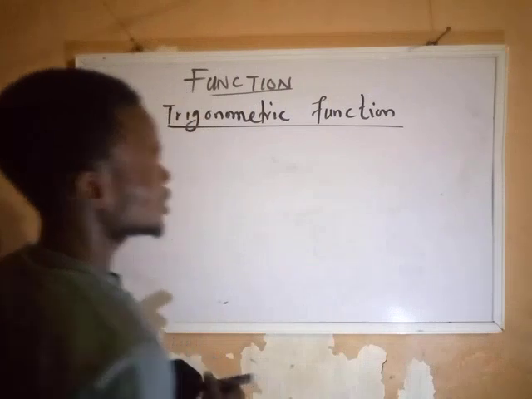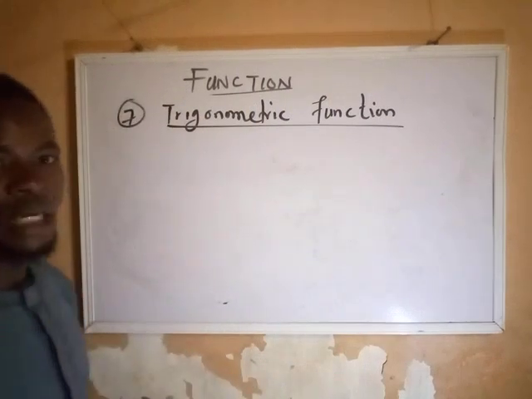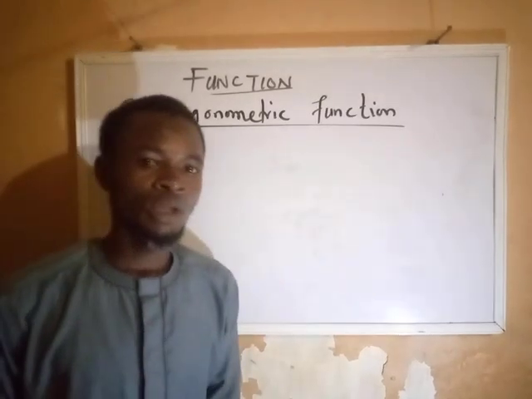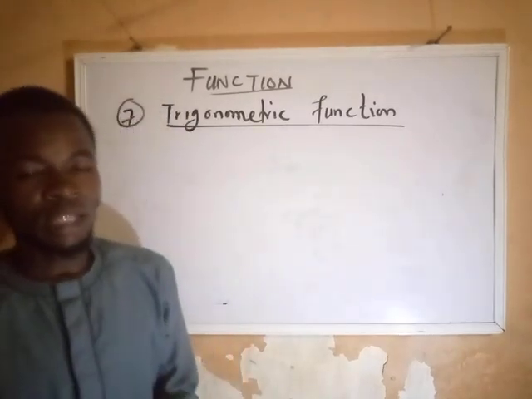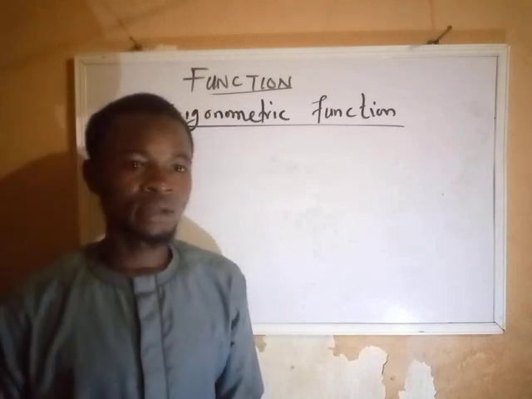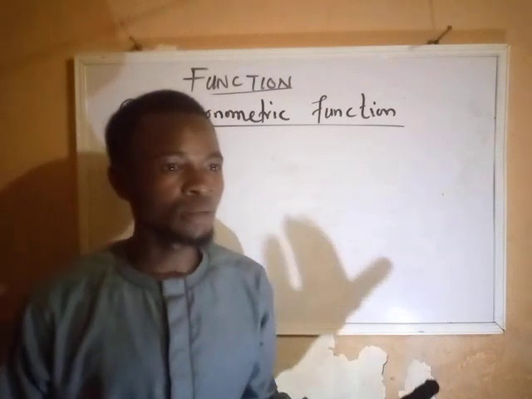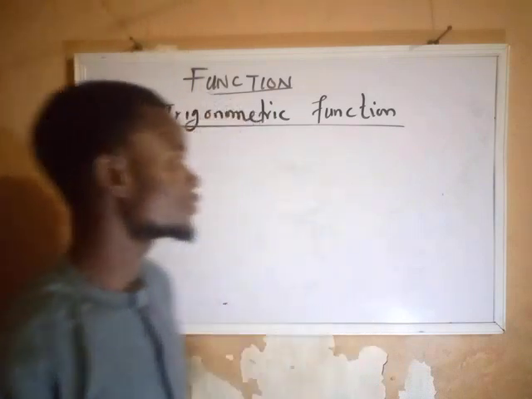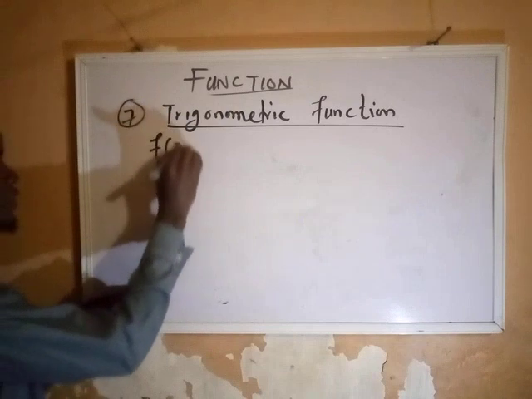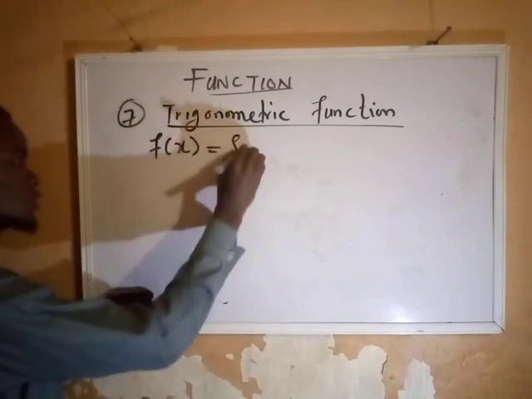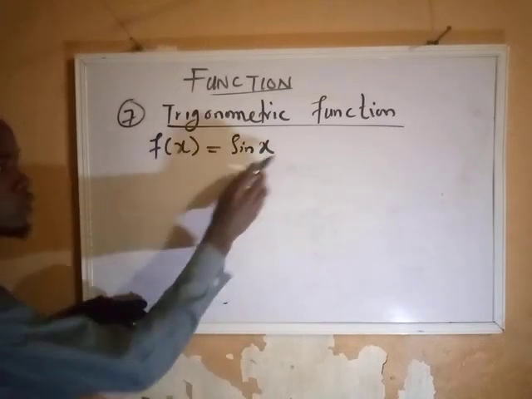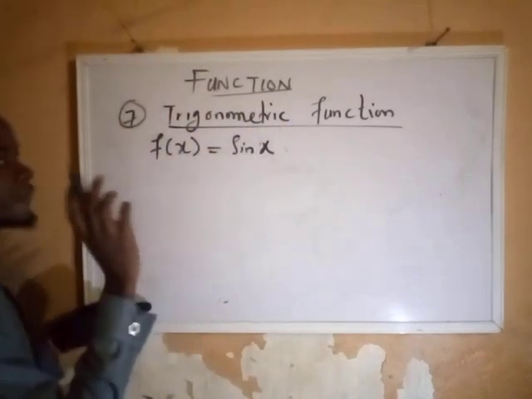So the trigonometric functions are the special trigonometric functions. What are the special trigonometric functions? We have sine, tangent, cotangent, secant, cosecant, and others like that. Those are the types of trigonometric function that we have here. Suppose we have f of x equals sine x. This is an example of a trigonometric function. Sine is a special function.